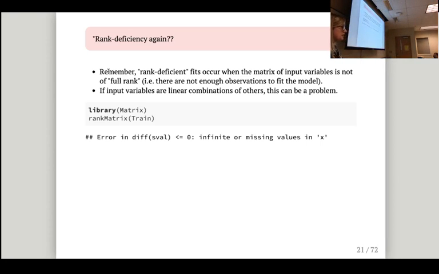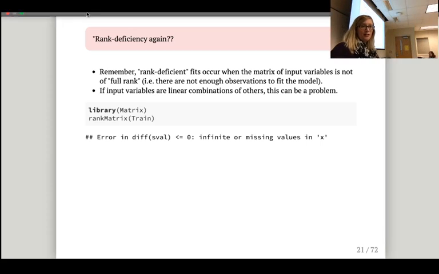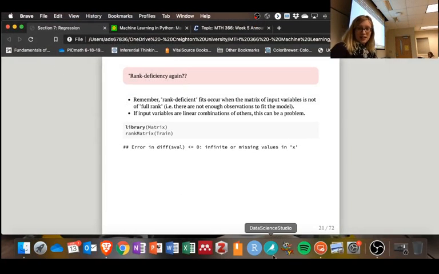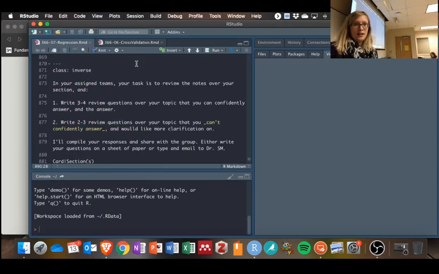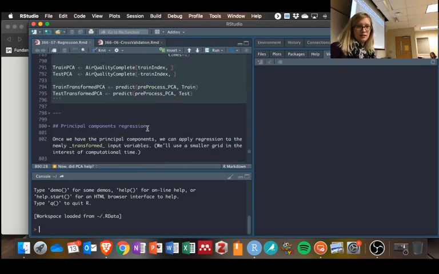When we do this, we get an error. The error has to do with rank deficiency. So if I open this code and run it, I'm going to get that same rank error that I've been getting many times in the past.